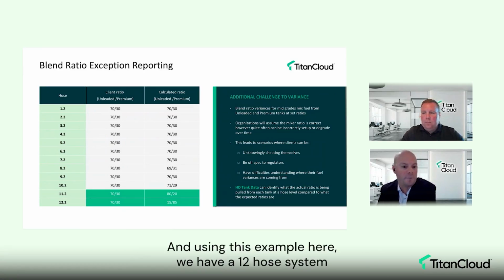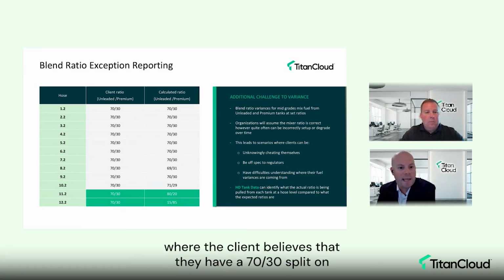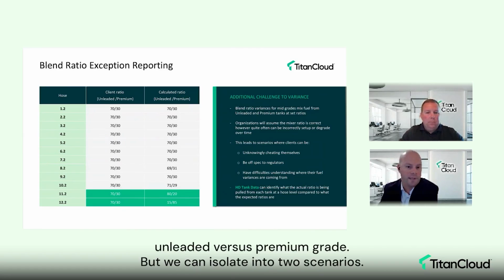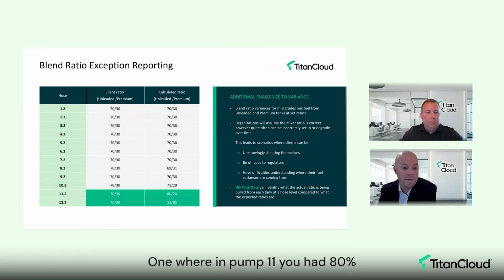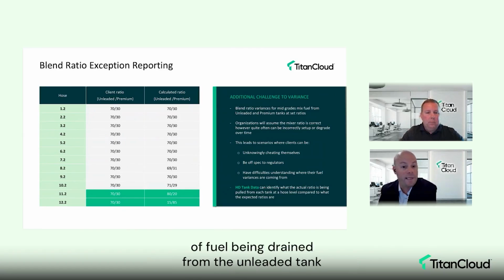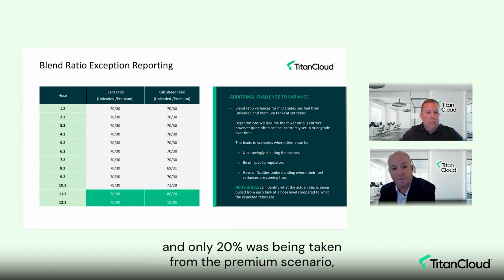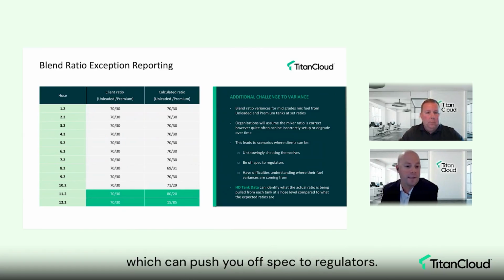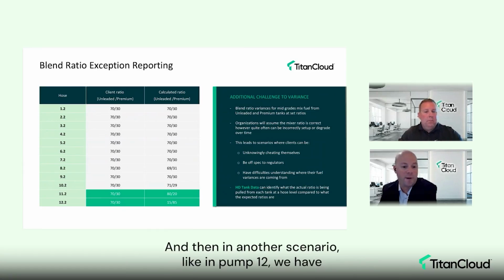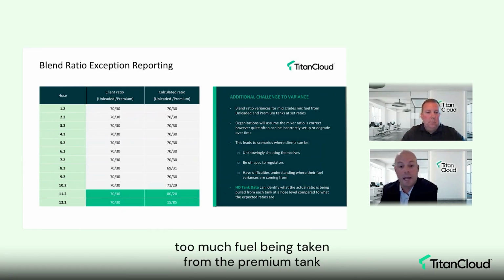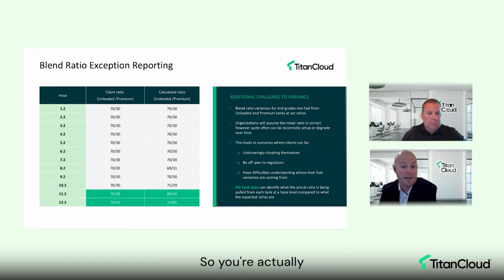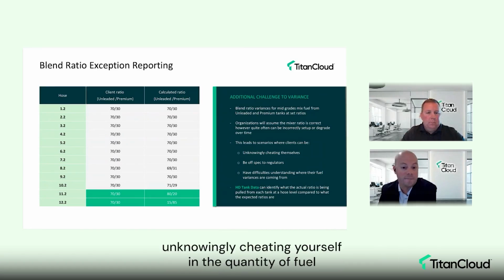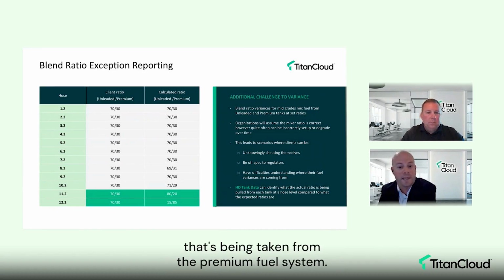So using this example here, we have a 12 hose system where the client believes that they have a 70-30 split on unleaded versus premium for their blended grade. But we can isolate into two scenarios. One where in pump 11, 80% of fuel was being drained from the unleaded tank and only 20% was being taken from the premium tank, which can push you off spec to regulators. And then in another scenario, like in pump 12, we have too much fuel being taken from the premium tank and not enough fuel being taken from the unleaded tank. So you're actually, unknowingly cheating yourself in the quantity of fuel that's being taken from the premium fuel system.